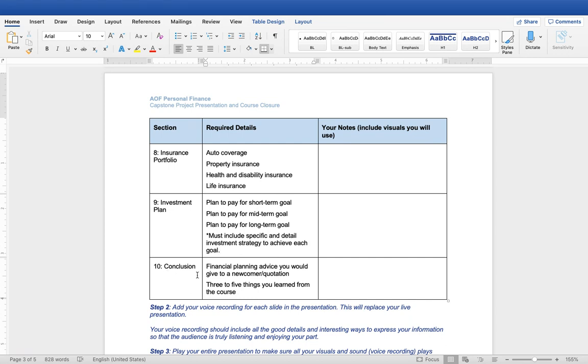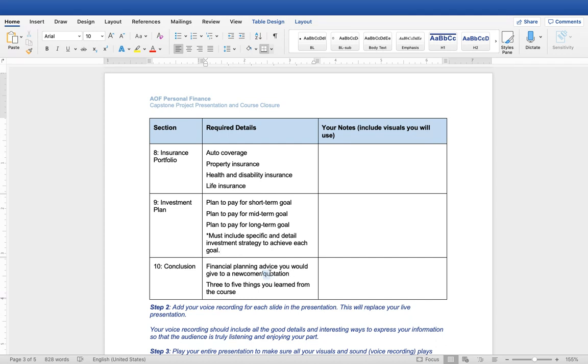Of course, include a conclusion slide where, besides thanking everybody, I want you to provide financial planning advice that you would give to a newcomer. So share one piece of advice when it comes to financial planning to maybe a junior who will be taking this course next year, or a younger version of yourself. What would you tell yourself? What advice would you give that you wish you had known earlier or sooner?